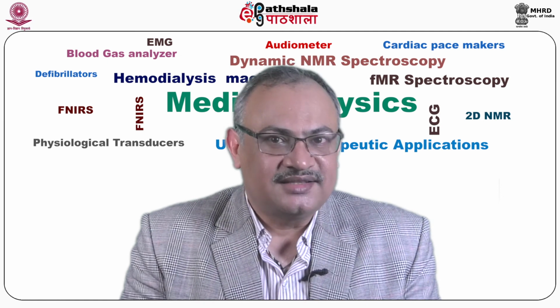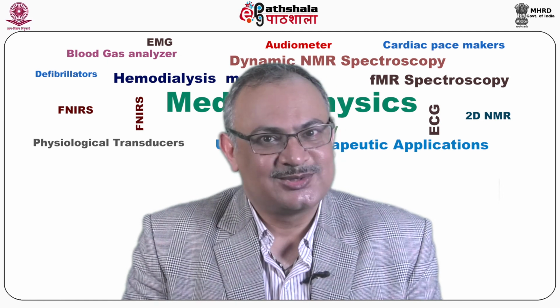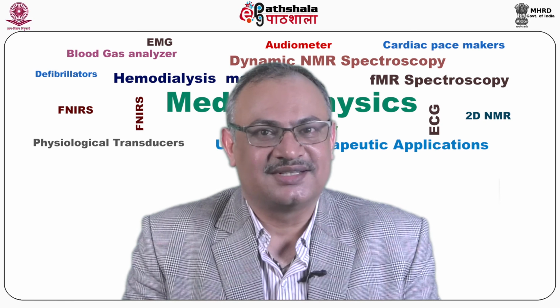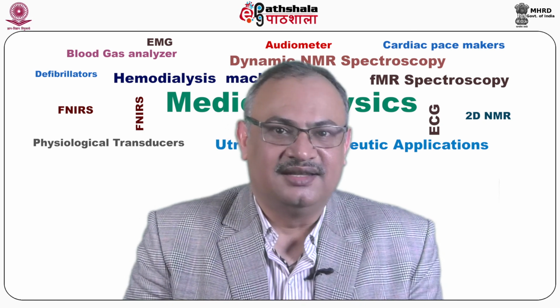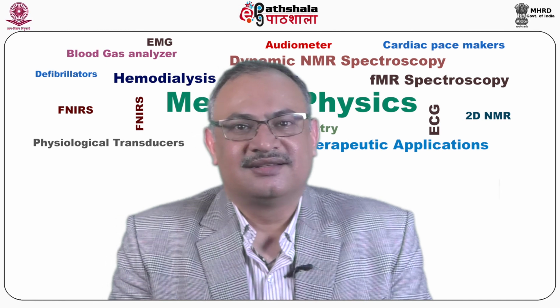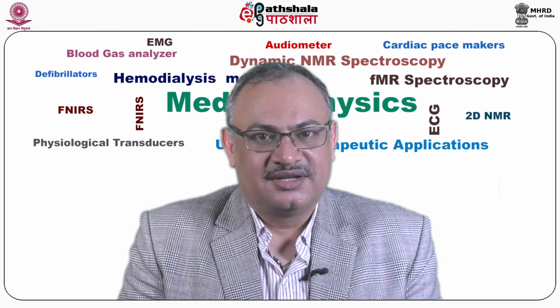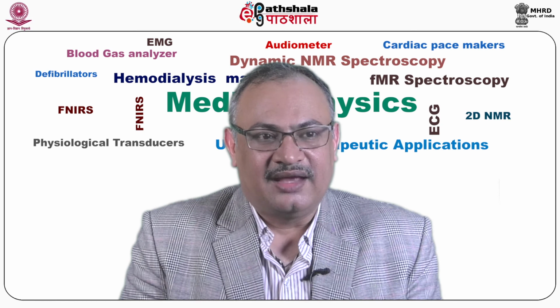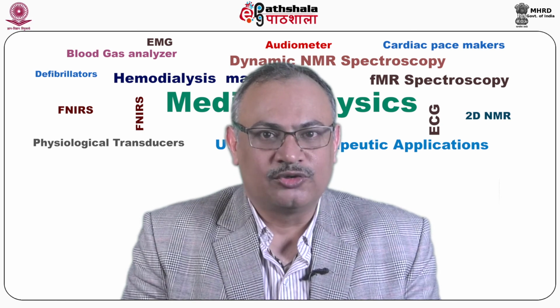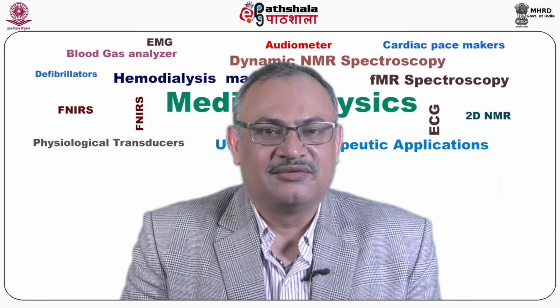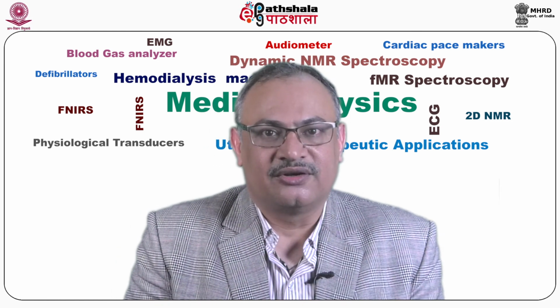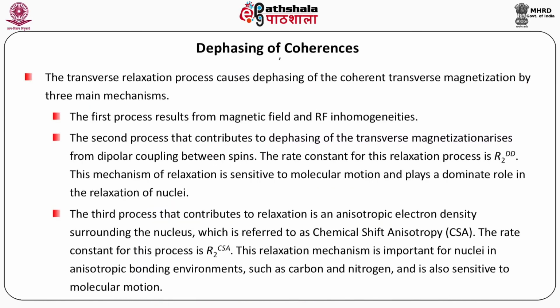Now, the magnetization that is in the xy plane has to decay. This magnetization is called the transverse magnetization, and it decays by following the relaxation rate constant R2, and the bulk magnetization grows back along the z-axis with a relaxation rate constant of R1. Dephasing of coherences. The transverse relaxation process causes dephasing of the coherent transverse magnetization by three main mechanisms.